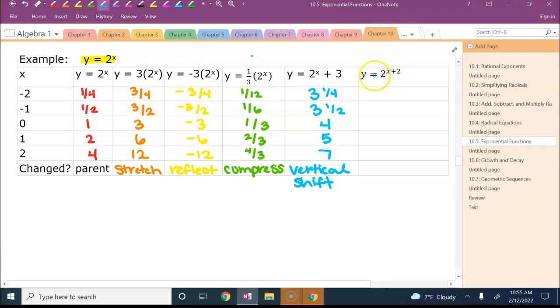The last one here is y equals 2 to the x plus 2. So you can see how they changed the exponent on this one. If I type in my numbers here, I get 1, 2, 4, 8, and 16. And what this did to my graph is it's going to be a horizontal shift. So it's going to move your graph left or right instead.